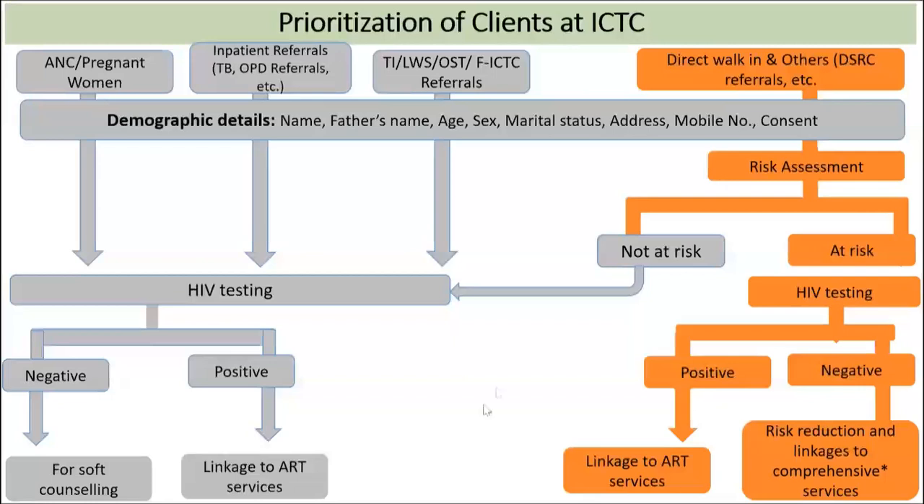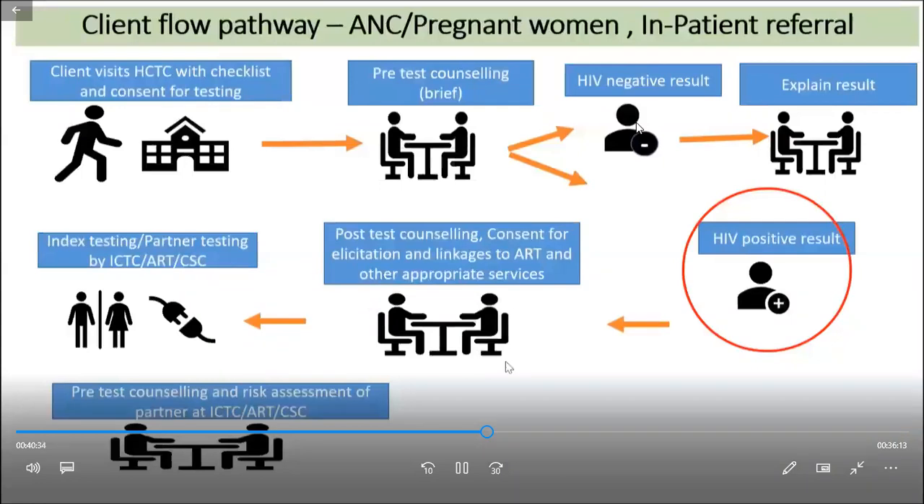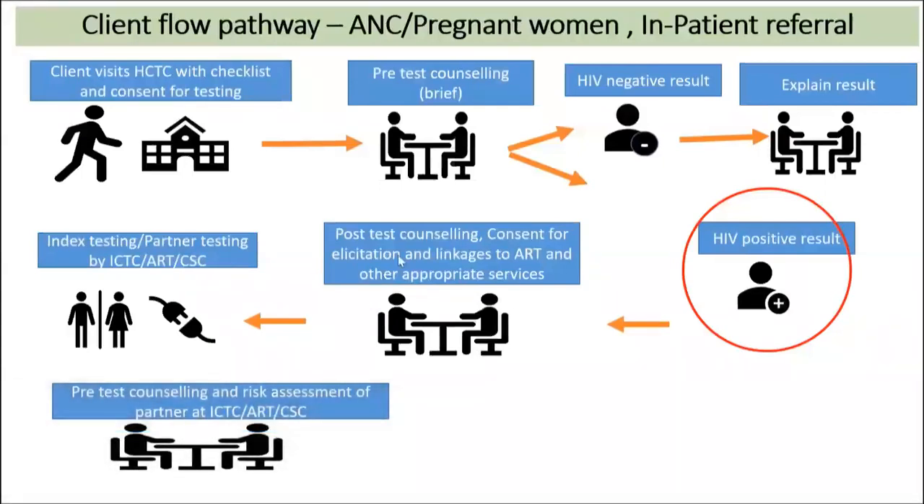As Govind had mentioned about these categories of people, firstly ANC and pregnant women and the inpatient referral, and those who are referred from TI or link worker scheme or OST. These are the clients who are referred from some point of contact where some initial discussion may have happened. They must be knowing basics about HIV and its transmission, so they may not be in need of detailed pre-test counseling. So if we look into the client flow pathway for these 4 categories of people, let us discuss first the pathway for the ANC or the inpatient referral.